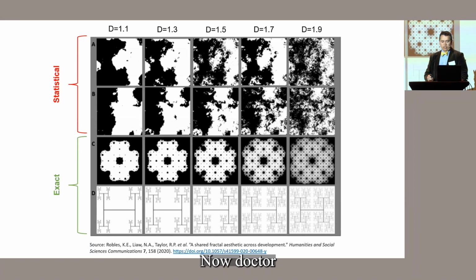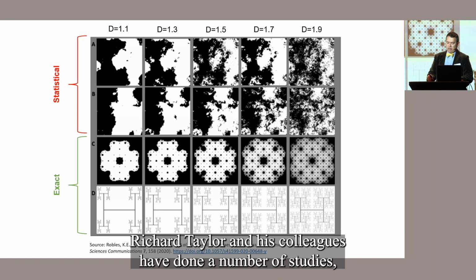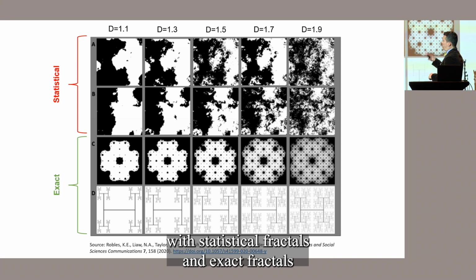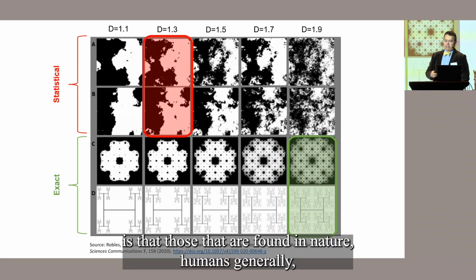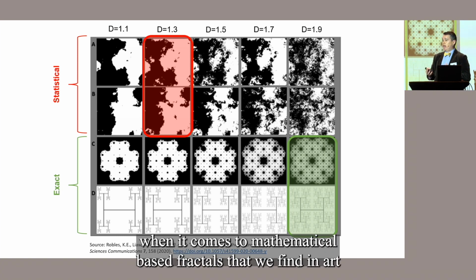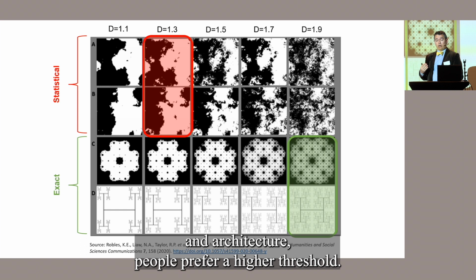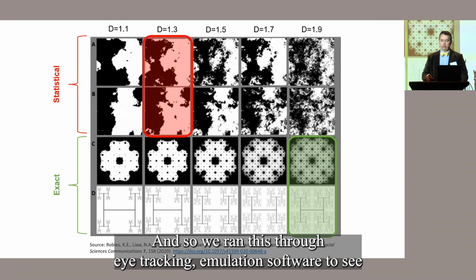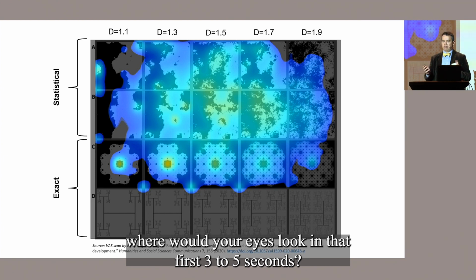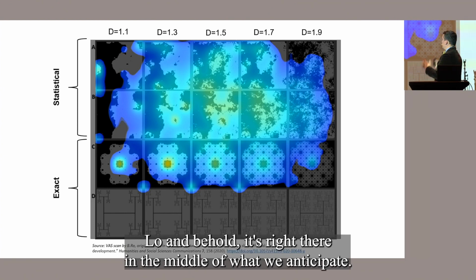Now, Dr. Richard Taylor and his colleagues have done a number of studies, and one of the things that they looked at with statistical fractals and exact fractals is that those that are found in nature, humans generally prefer a lower fractal dimension. When it comes to mathematical-based fractals that we define in art and architecture, people prefer a higher threshold. And so we ran this through eye tracking emulation software to see where would your eyes look in that first 3 to 5 seconds. And lo and behold, it's right there in the middle of what we anticipate.